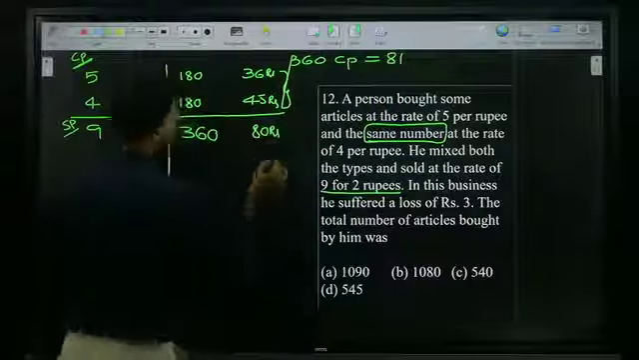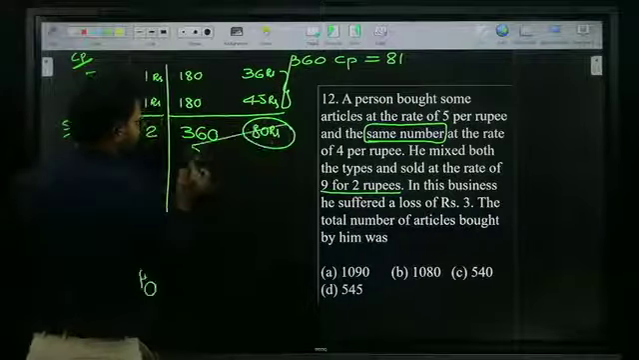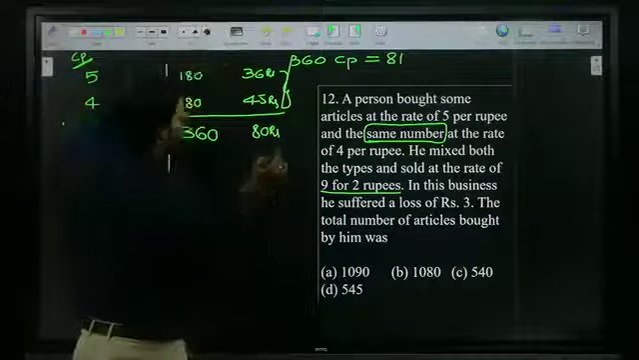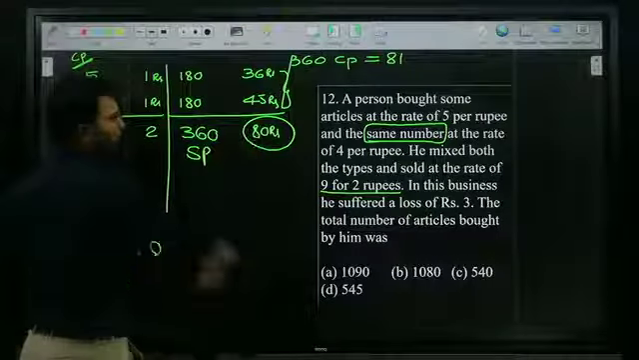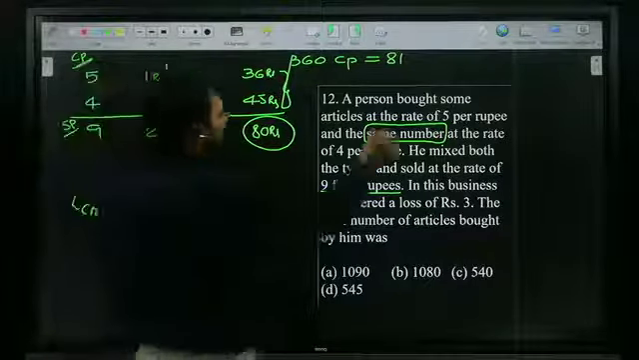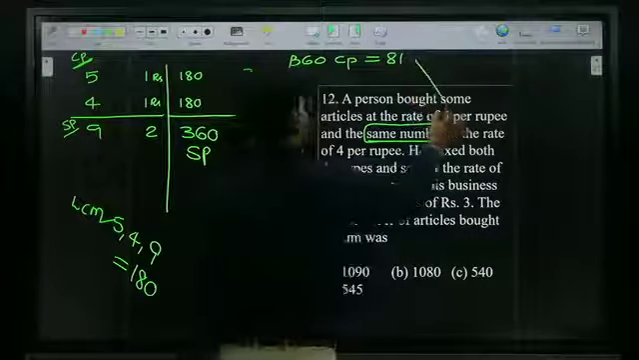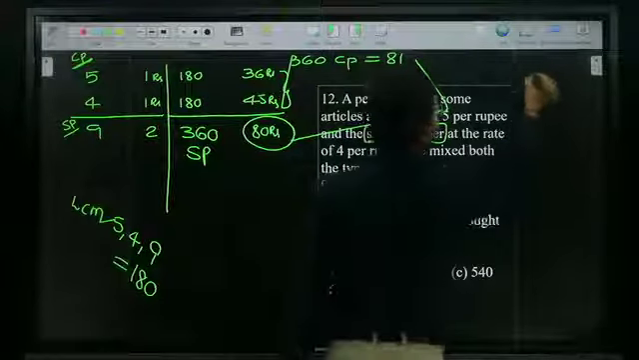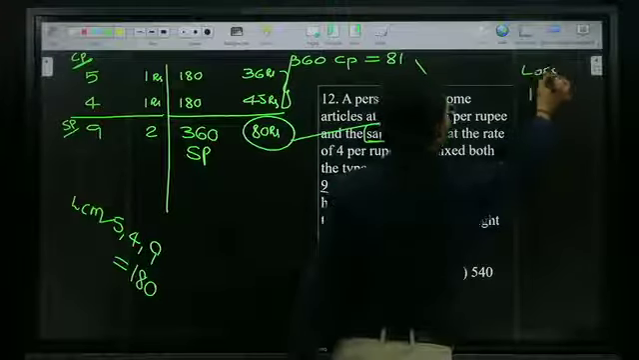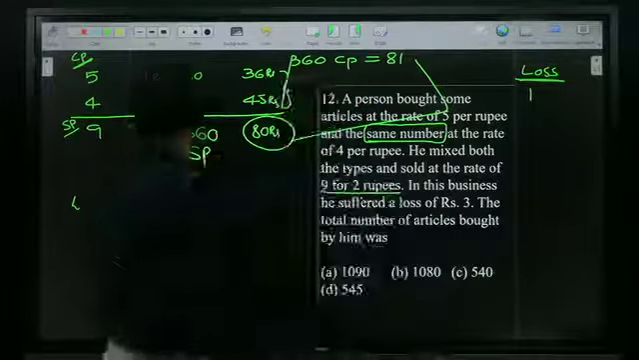But according to our problem, 360 articles selling price is what? 80 rupees. So loss is how much? 1 rupee. For every 360 articles transaction, the loss is 1 rupee.